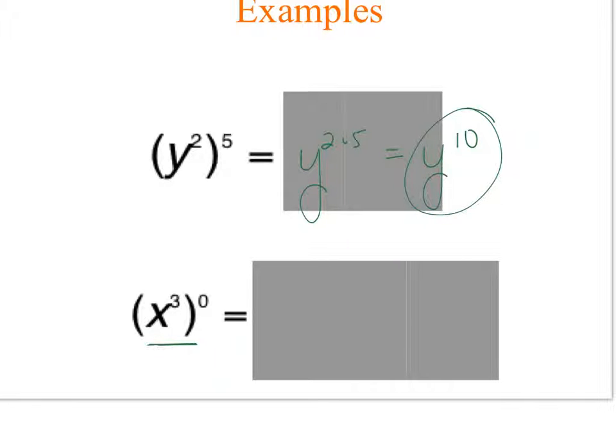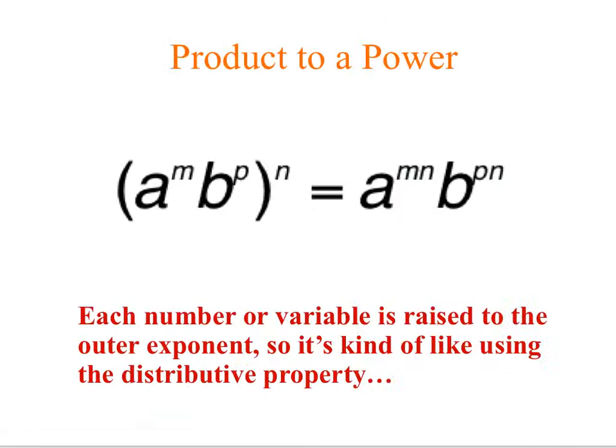Here we have an interesting problem. Anything raised to the 0 power is 1, so we know this answer is 1. If we had followed our rules, our guidelines, and did x to the 3 times 0, we would have got x to the 0, which again is 1.